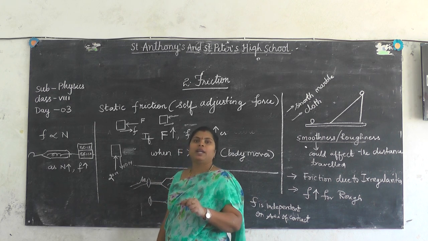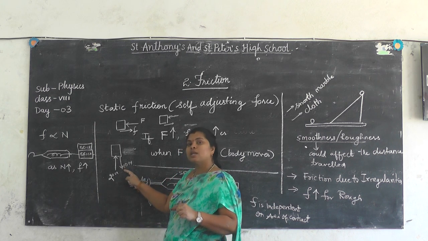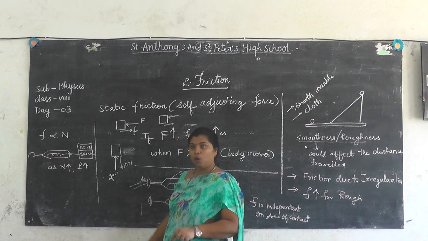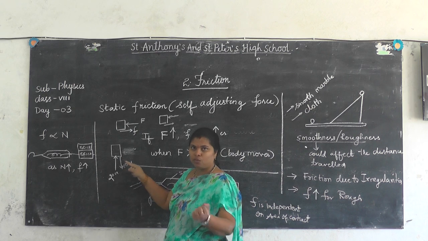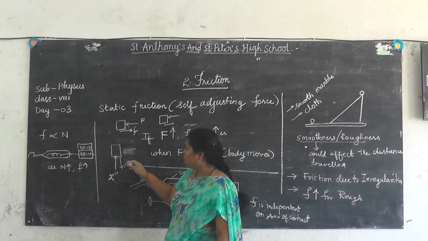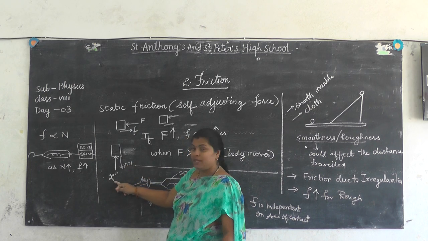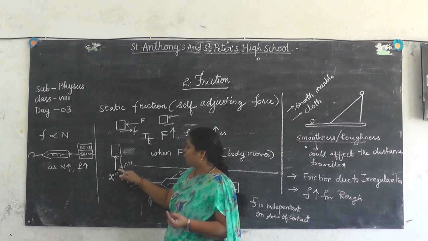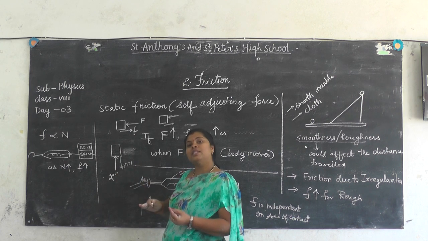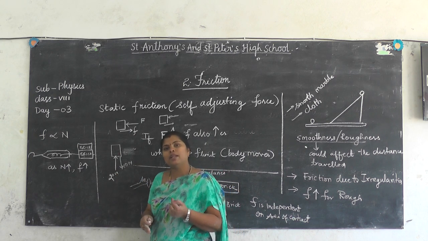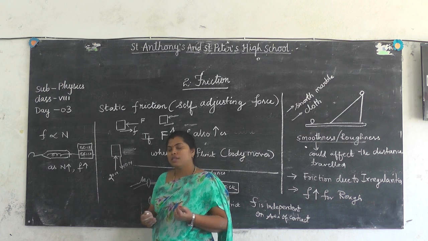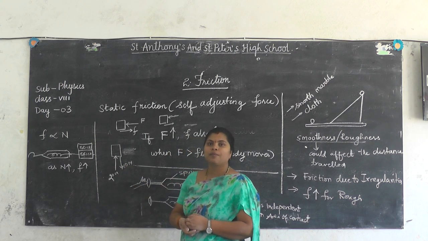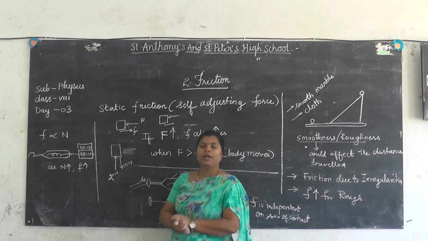Definitely, your frictional force must again balance your applied force. Then only the body will be at rest, otherwise it won't. As I have increased my applied force and the body is still at rest, it means my 20 newtons of force is balanced by the frictional force. When can it balance? When the frictional force increases from 10 to 20 newtons.